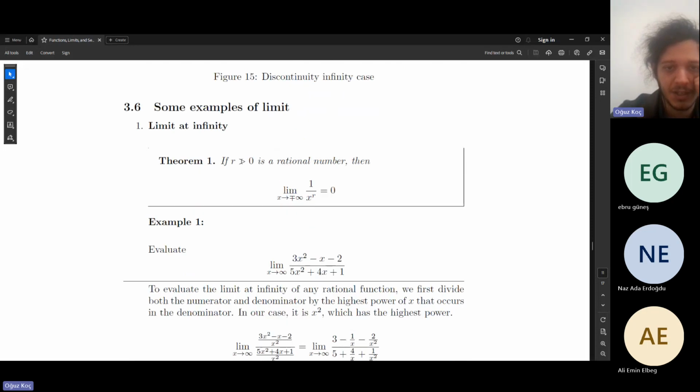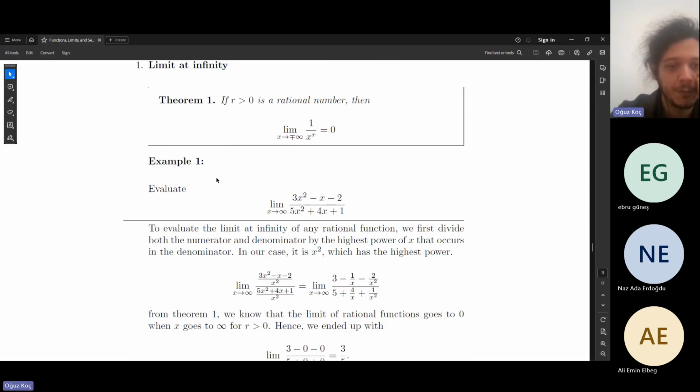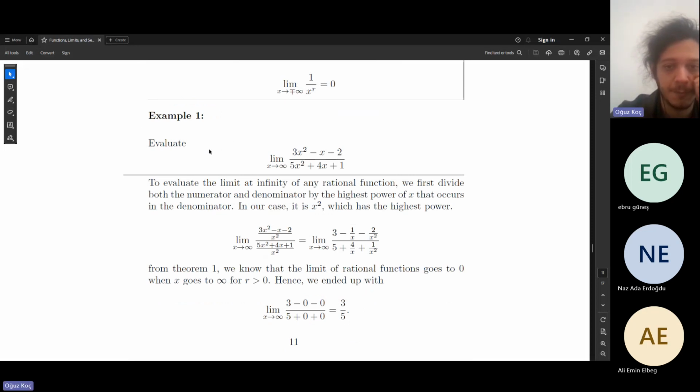Some examples of limits and special cases. We check the limit at infinity. We have a type of function, 1 over x to the power r, where x goes to minus and plus infinity. It's our first theorem for the limit. If the power r of x here is greater than 0 and is a rational number, then we can say that the limit of such a function goes to 0 when x goes to infinity, minus or plus, it doesn't matter. It's equal to 0.